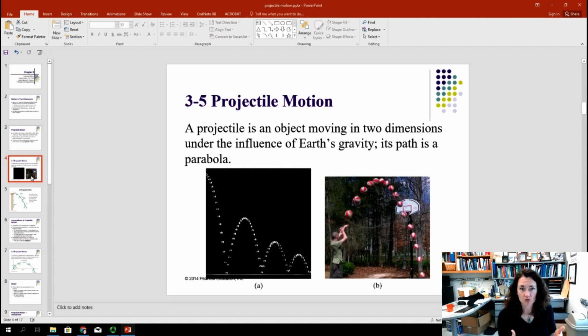Now, a projectile we're going to define as an object moving in two dimensions under the influence of Earth's gravity. When it does this, the motion is parabolic. In these two images, you can see that they've done time-lapse photography for a ball bearing bouncing on a table and for a basketball being shot towards a hoop. So you can see that even though we're neglecting air resistance here, which you're really not supposed to do, it's actually not a terrible approximation. These images look very much like parabolas, so you can see that these assumptions work under certain conditions.